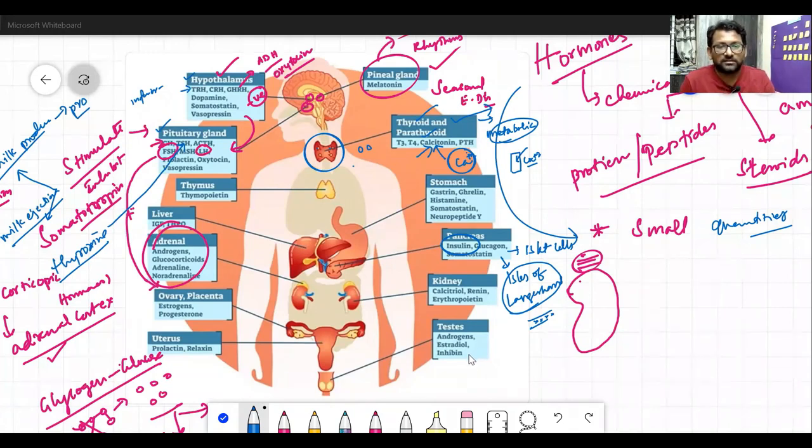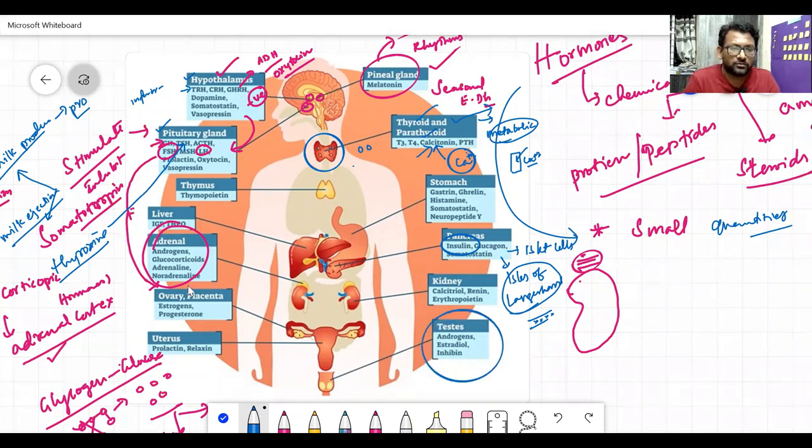So far we are discussing each and every endocrine organ. So if you see the ovaries, testis and ovaries, right? They also release certain hormones, estrogen, progesterone, and testis would release androgens and inhibin, etc., which are involved in secondary sexual characteristics.